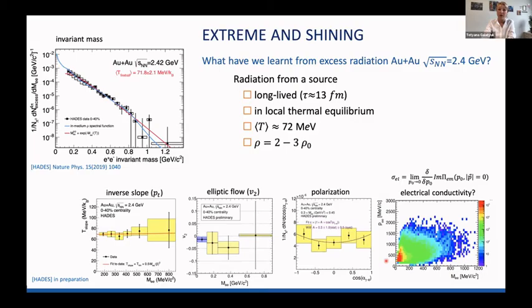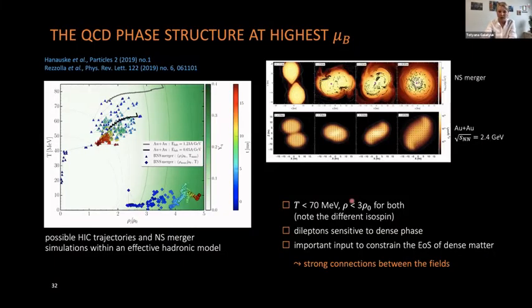But all in all, we conclude that in heavy ion collisions at few GeV energy, we produce a source which is long-lived, strongly interacting, and in local thermal equilibrium. It has a temperature of 72 MeV and maximum densities between 2 to 3 times the normal nuclear matter density. And this opens a really nice opportunity to connect two different colliders, one in the laboratory and one astrophysical. And I explain this on this transparency.